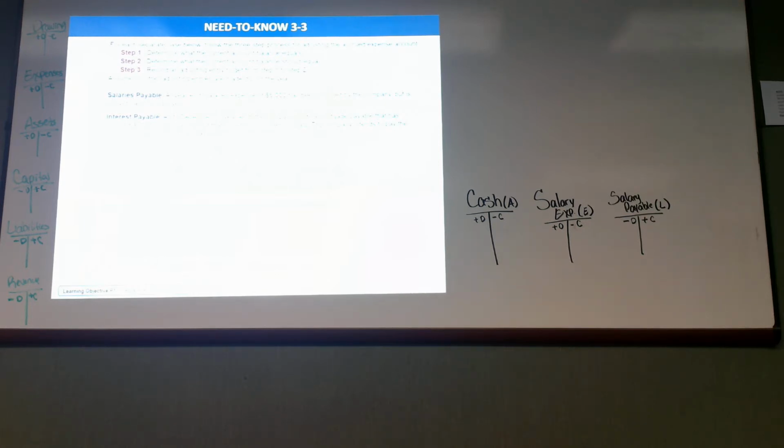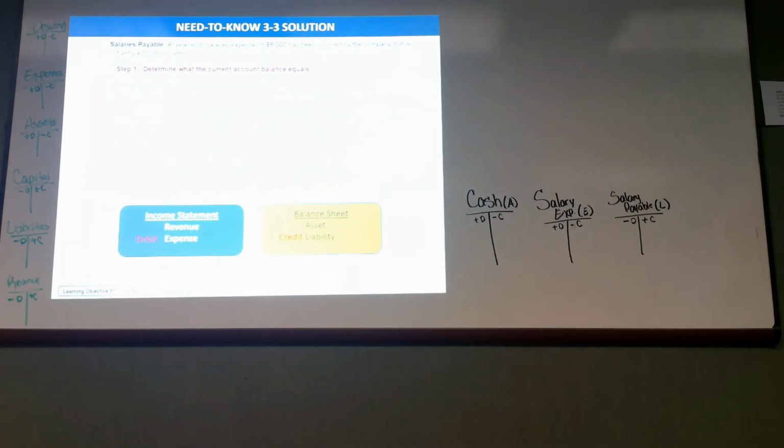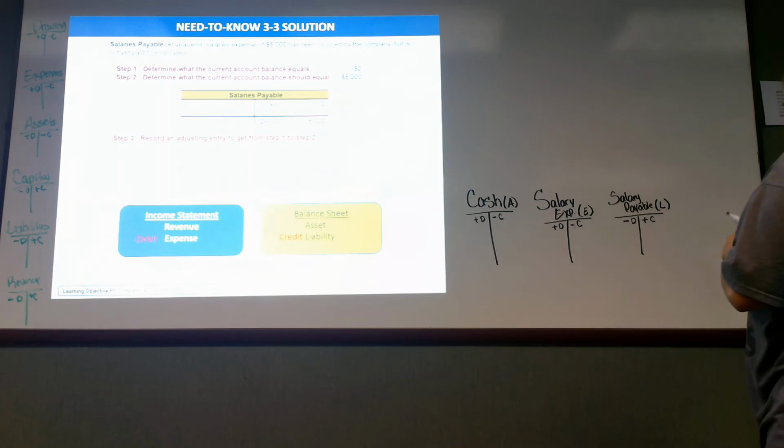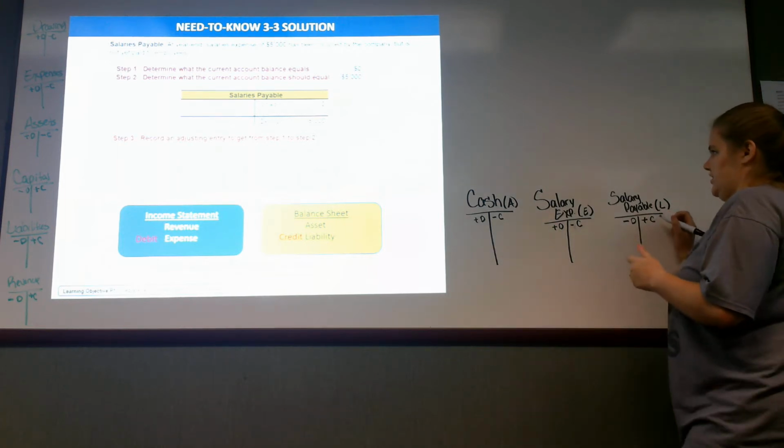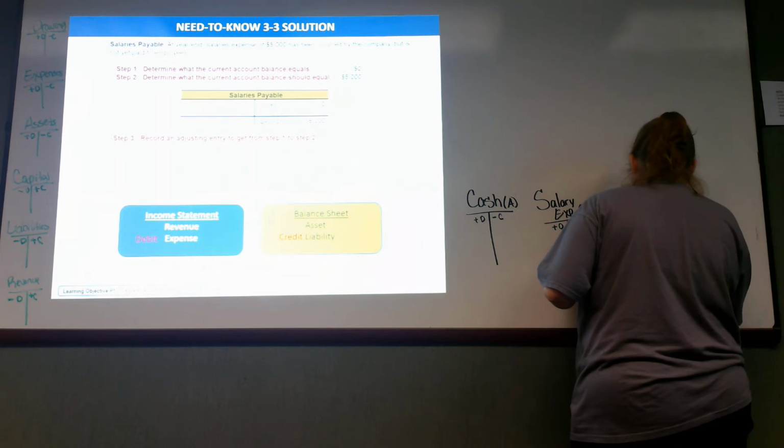Okay? So it says at year end, salaries expenses of $5,000 have been incurred by the company, but are not yet paid to employees. So as of right now, we had $0 in our salaries payable, but we want to show the $5,000 that they're saying they have incurred in salaries, right? So what is going to happen to my salaries payable account? It's going to go up 5,000. It's going to go up by $5,000.